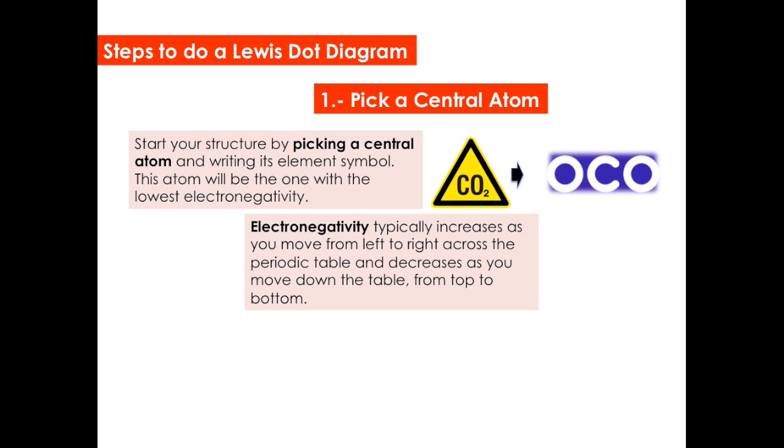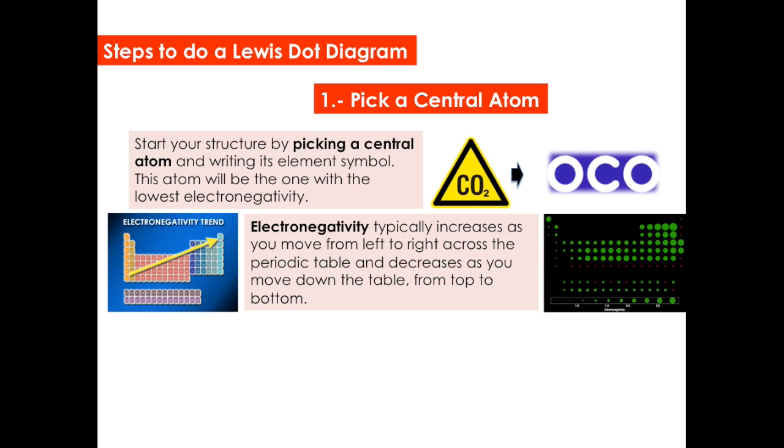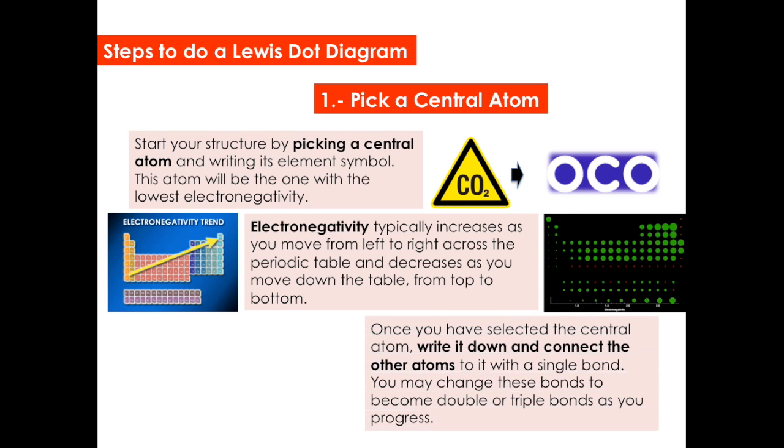Electronegativity typically increases as you move from left to right across the periodic table and decreases as you move down the table from top to bottom. Once you have selected the central atom, write it down and connect the other atoms to it with a single bond. You may change these bonds to become double or triple bonds as you progress.